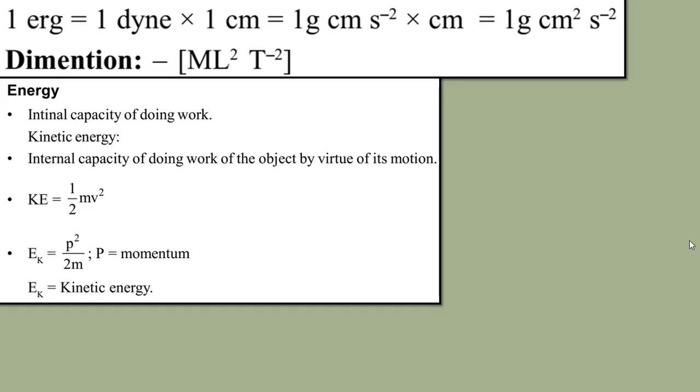Kinetic energy is the internal capacity of doing work of an object by virtue of its motion. By virtue of its motion, some internal capacity for doing work is generated in the body or object. That energy is called kinetic energy. Kinetic energy is equal to half m v squared. Ek is equal to p squared divided by 2m, where p is momentum and Ek is kinetic energy.